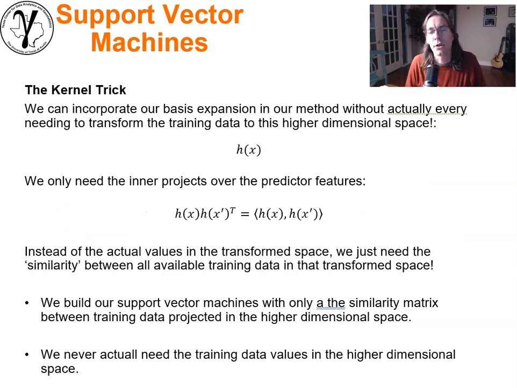Okay, now let's talk about the kernel trick. This is really cool. In summary, what we're going to say is that we will project into a higher dimensional space, but with the kernel trick, we can solve for the model, we can solve everything without ever actually calculating the values in that high dimensional space. All we need is a measure of the degree of similarity between the training data in that high dimensional space, and then we can solve the whole problem.